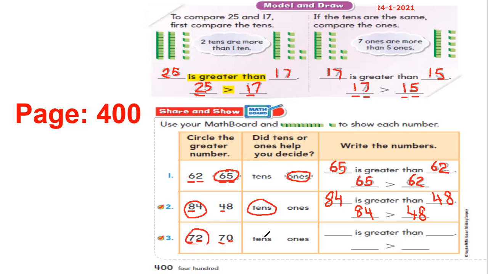And now, did we compare the tens or the ones? Yes, we have compared the ones. So let's circle the word ones. Now let's write the greater number, 72 and 70. So here 72 is greater than 70. So this is how you write it. Now let's move on to the next page, 401.